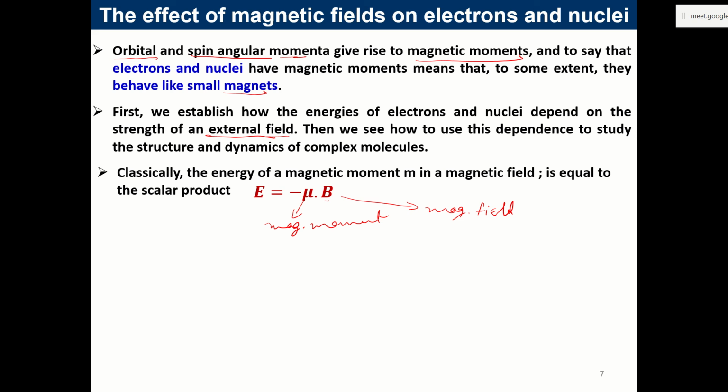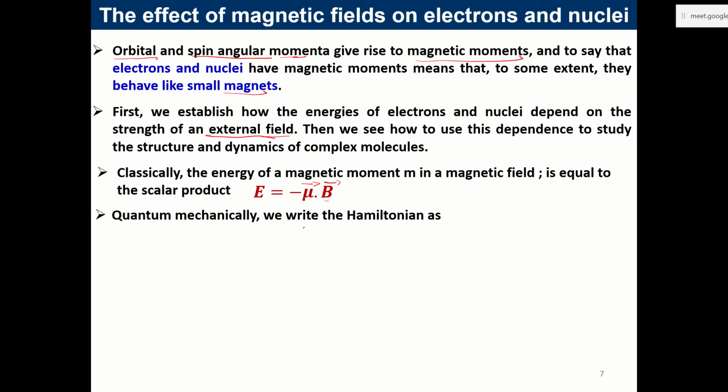Magnetic field. So magnetic moment, the scalar product, it is not a vector product, it is a dot product, as you can see. These two are vectors. Magnetic moment is a vector, this is also a vector, and it is the dot product, which is a scalar quantity that gives you energy. So minus mu dot B.